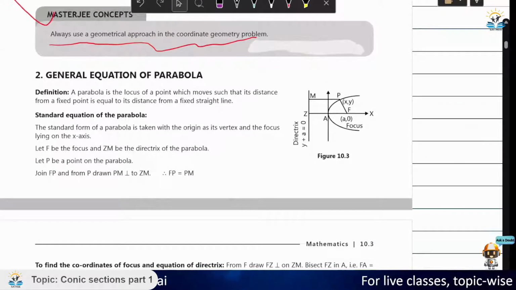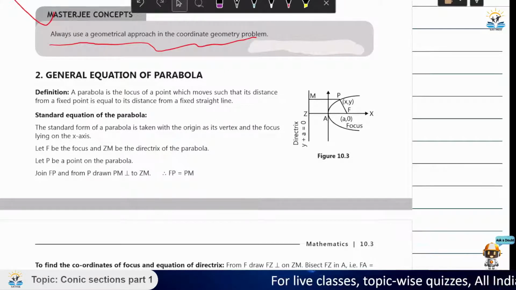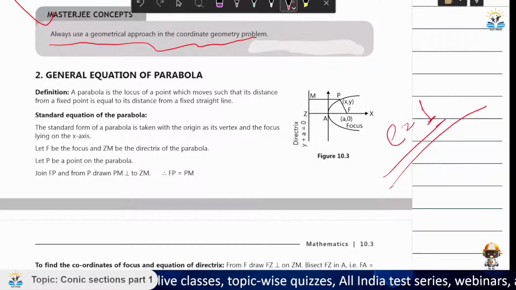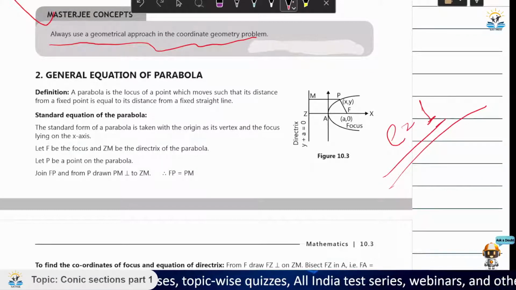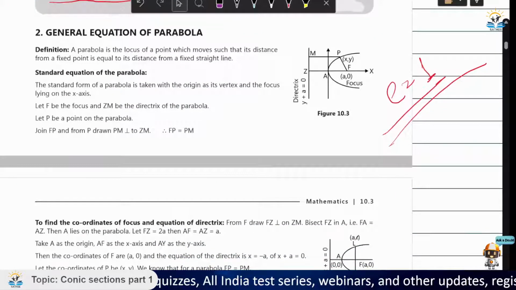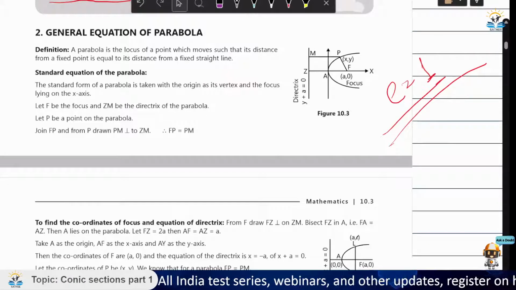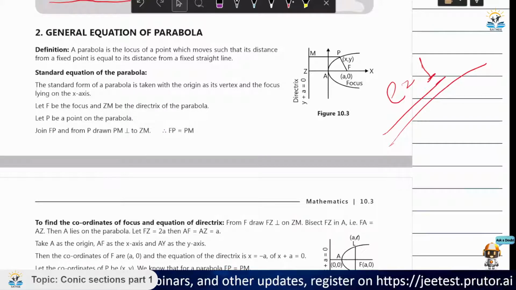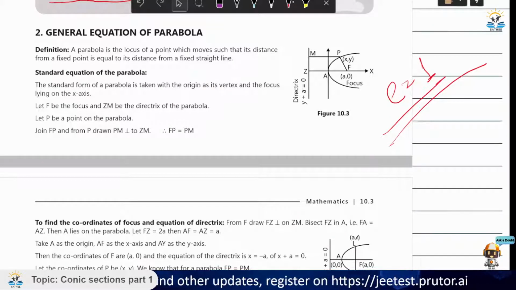So, the general equation of the parabola. Definition: a parabola is the locus of a point which moves such that its distance from the focus is equal to its distance from the directrix. So what we have here is e equals 1. Moving on, the standard equation of a parabola. Just read it through.